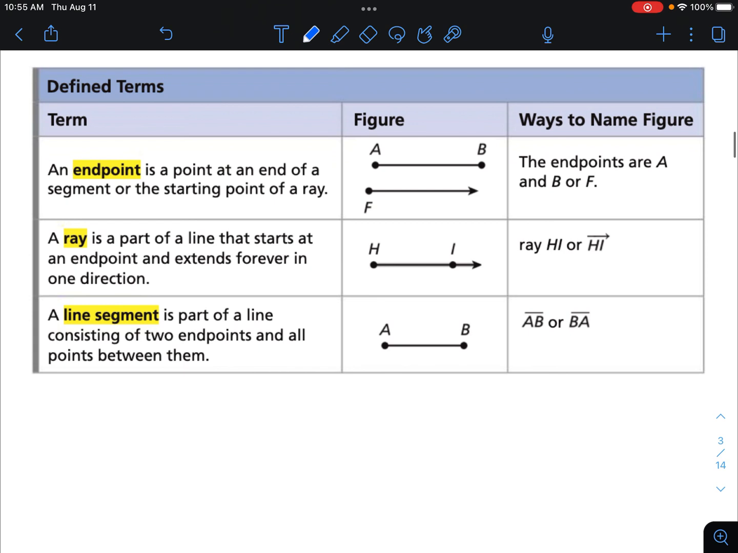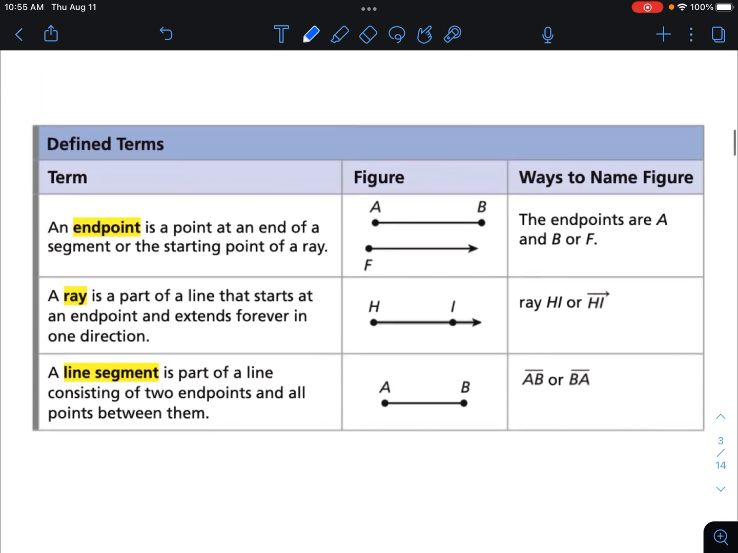Now, we've got those undefined terms. We can start to define things based on that. So we're going to talk about endpoint, rays, and line segment. So an endpoint is just a starting or stopping point. For instance, here you can see there's no arrows at A or B. Those are just two endpoints. Same thing here with F. It's an endpoint. There's no arrow going past F. And we would call those endpoints.